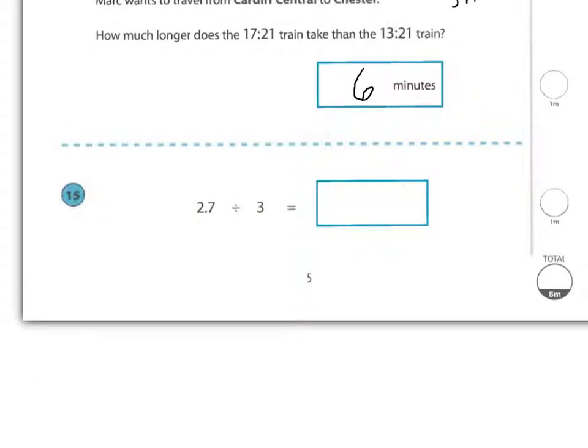2.7 divided by 3. Now, what you could do here is ignore the decimal point, and you could do 27 divided by 3, which is 9. But what you then have to do is compensate and put that decimal point back in, one place from the start, which is where it was in the original 2.7, and you get an answer of 0.9.